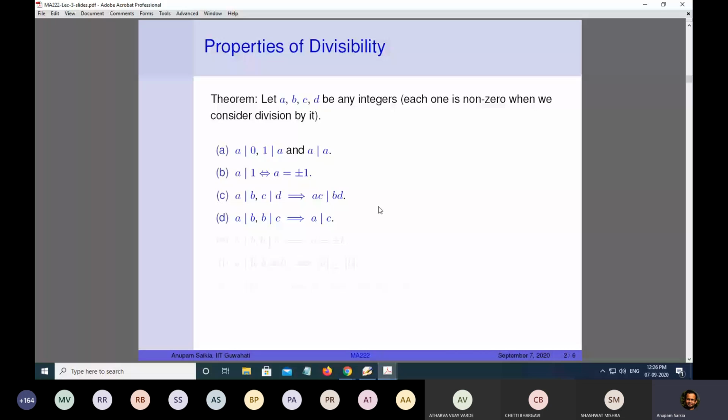In fact, it is what is known as antisymmetric. If we consider natural numbers, what is an antisymmetric relation? If A is related to B and B is related to A, then A has to be equal to B. So if A divides B and B divides A, this can happen only when A is plus or minus B. So if we stick to only natural numbers, then divisibility is not an equivalence relation, it is antisymmetric.